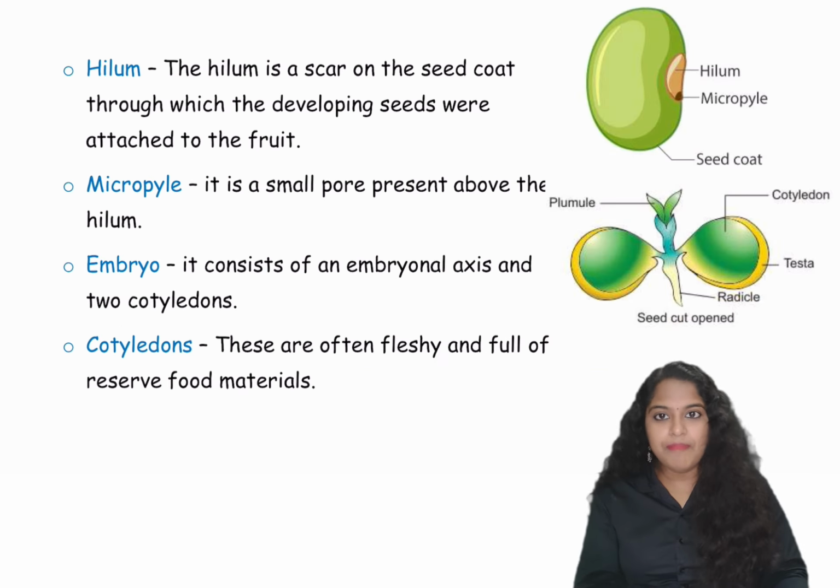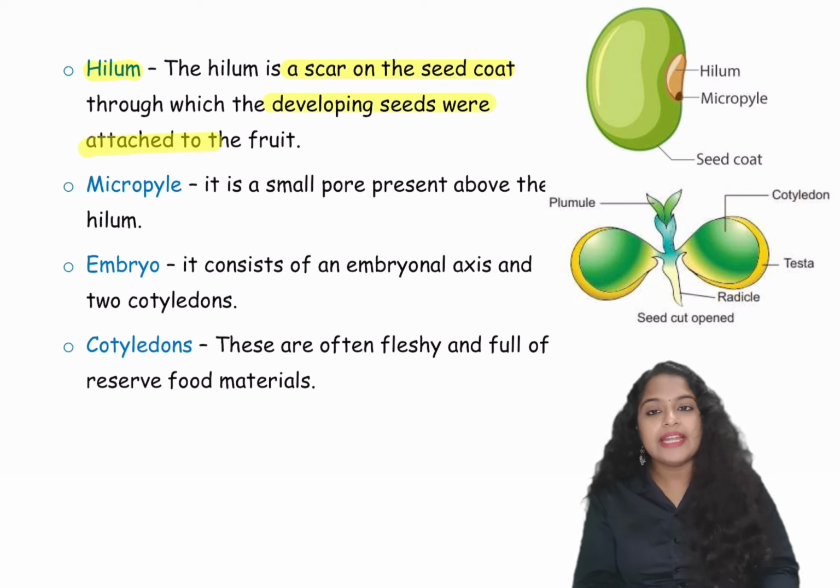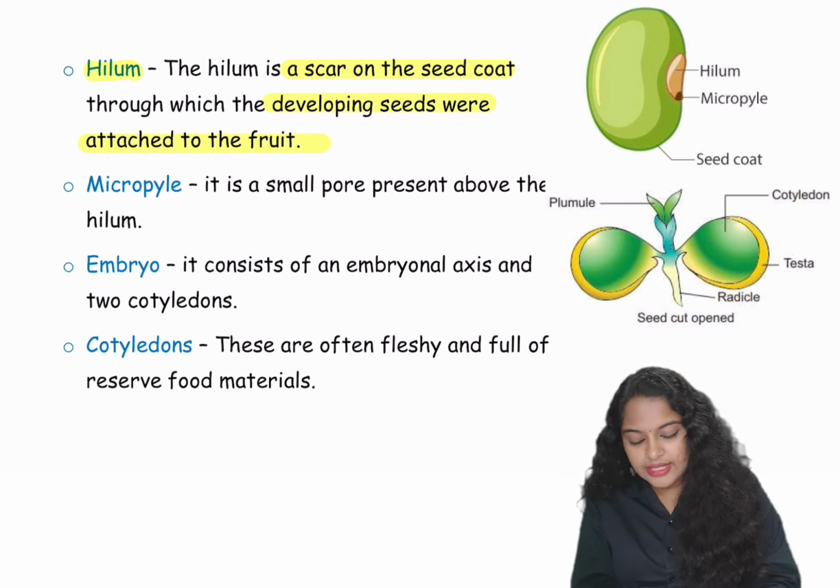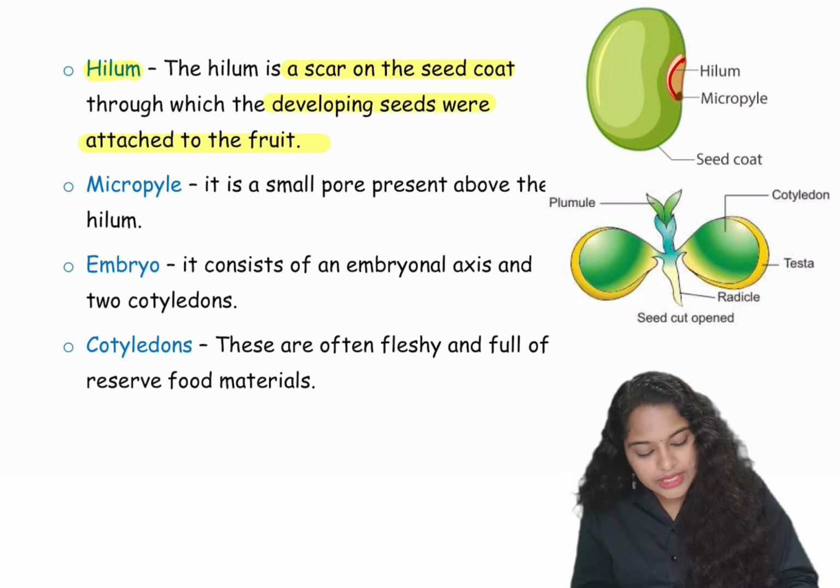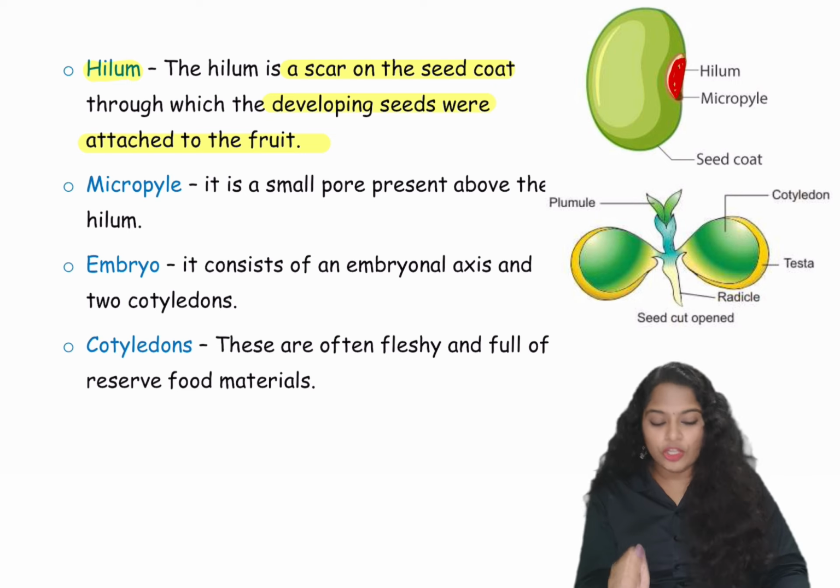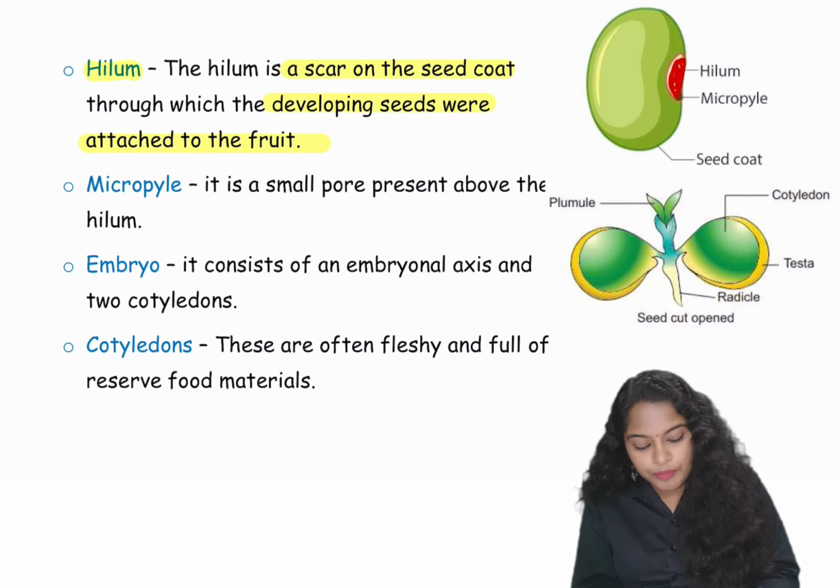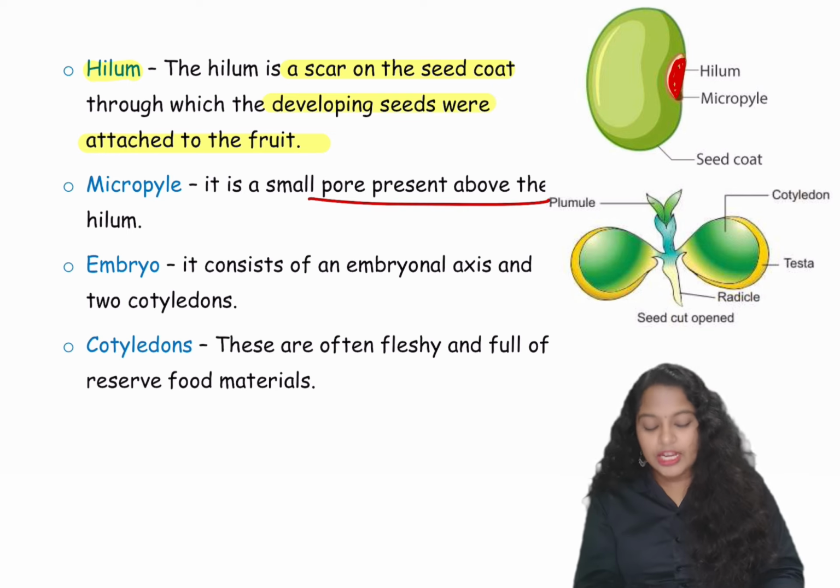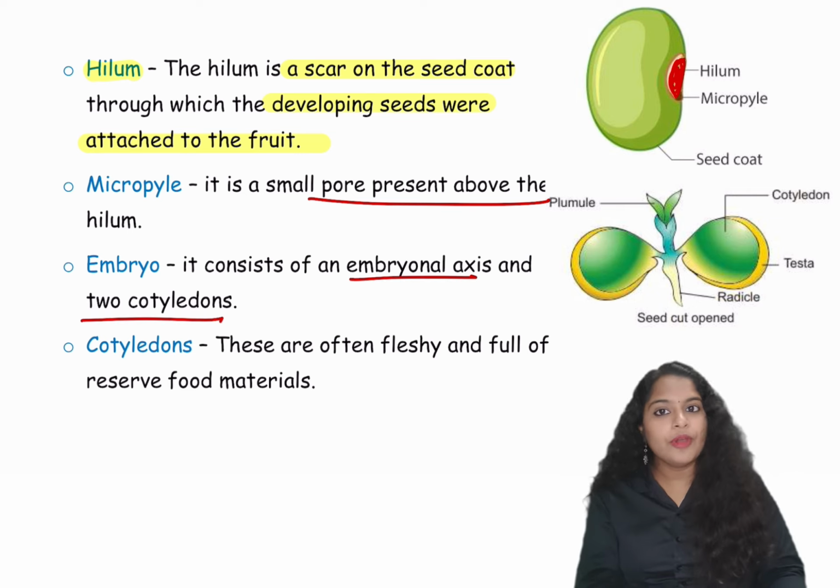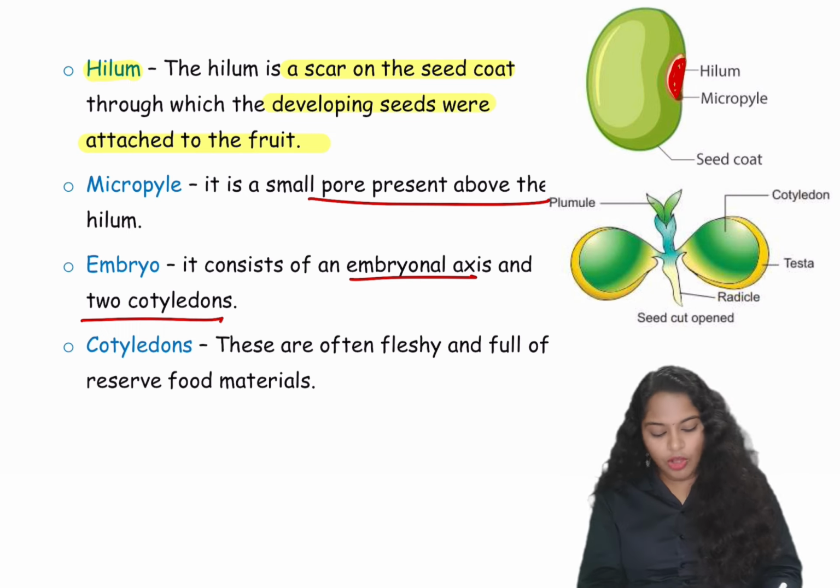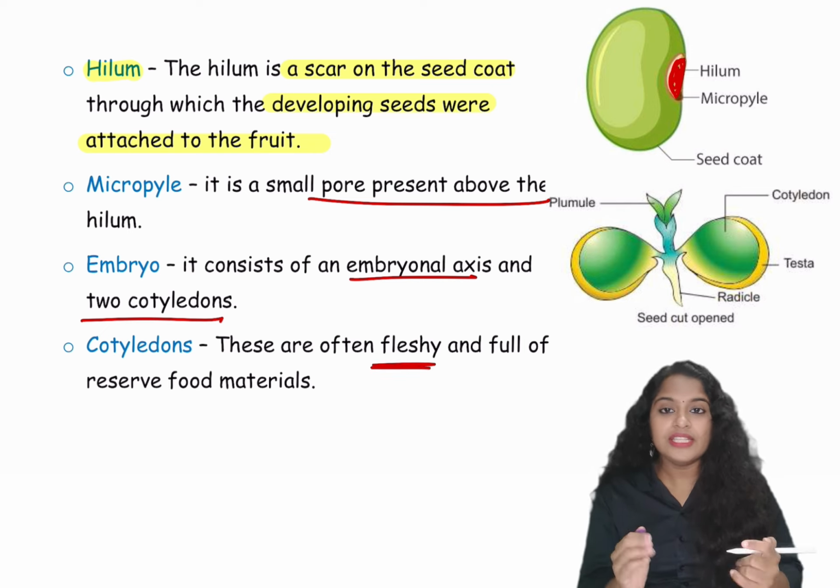So we are going to see different parts of the seed. First is the hilum. Hilum is a scar on the seed coat through which the developing seeds are attached to the fruits. You can see here, this is the hilum region in the seed. Now what is the micropyle? Micropyle is a small pore present above the hilum. Now the embryo consists of an embryonal axis and two cotyledons. The embryonal axis has the plumule and the radicle. Cotyledons are often fleshy and full of reserve food material, and this reserve food material is for seed germination.